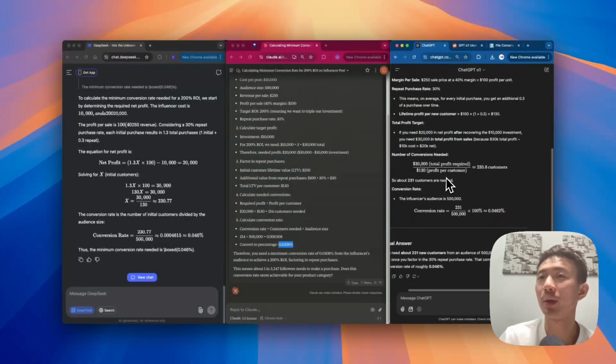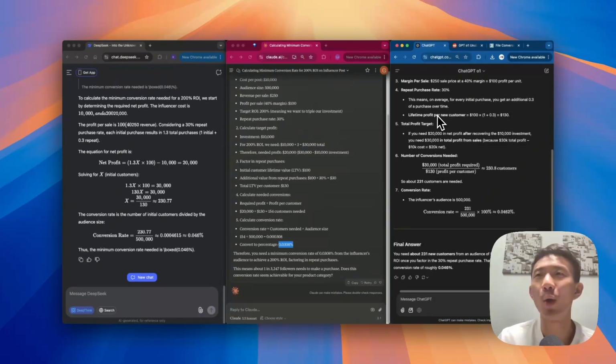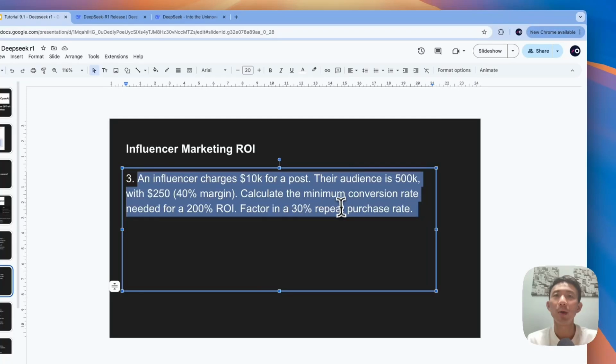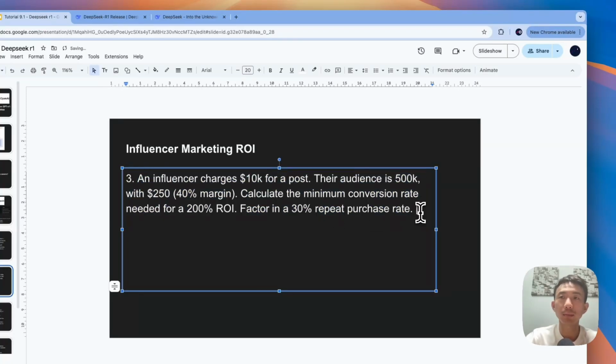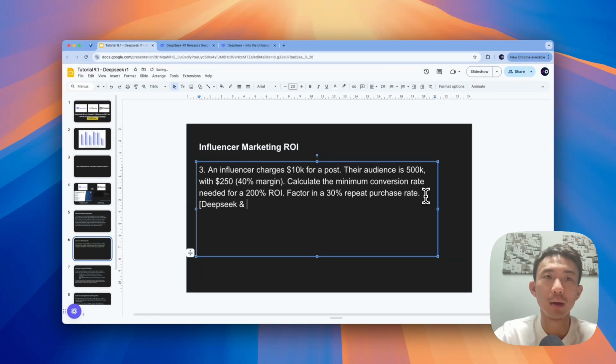All right. So we can see both DeepSeek-R1 and GPT-o1 gave the correct answer. I would say GPT-o1 is better because of the formatting and also the explanation, but they both gave the correct answer. So for this demo, I would say DeepSeek and OpenAI.